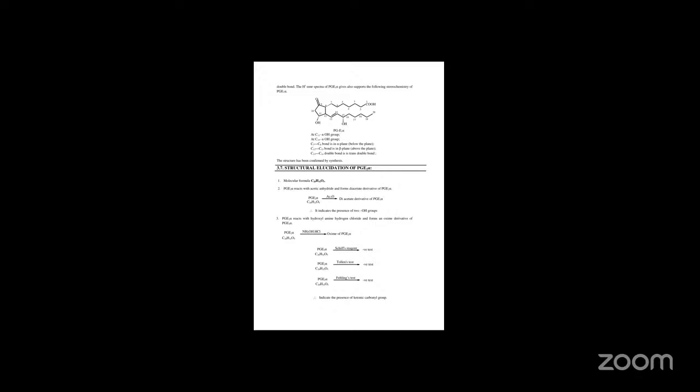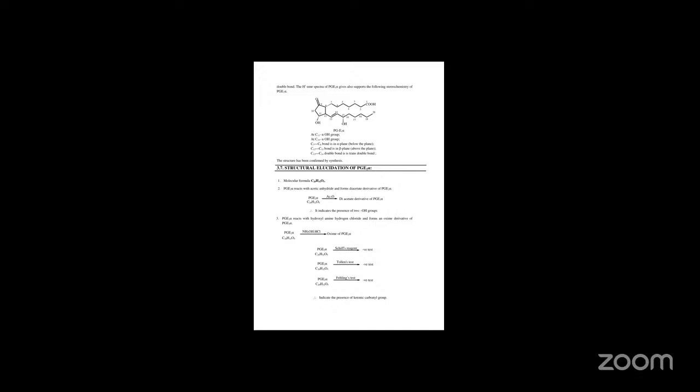When PG2 alpha reacts with hydroxylamine hydrochloride, it forms a monooxime derivative, which indicates one carbonyl group is present. PG2 alpha gives a negative test with Tollens' reagent and Fehling's, which indicates the carbonyl group is a ketone. When PG2 alpha undergoes esterification, it forms a monomethyl ester derivative, which indicates one carboxylic acid function is present in PG2 alpha.